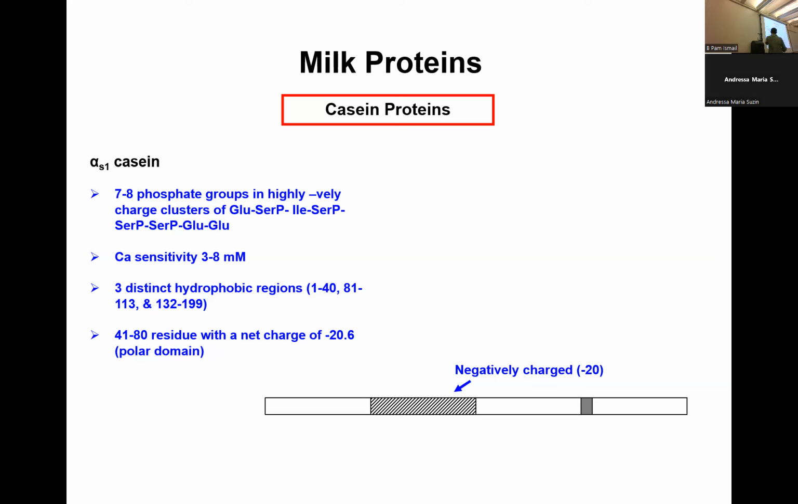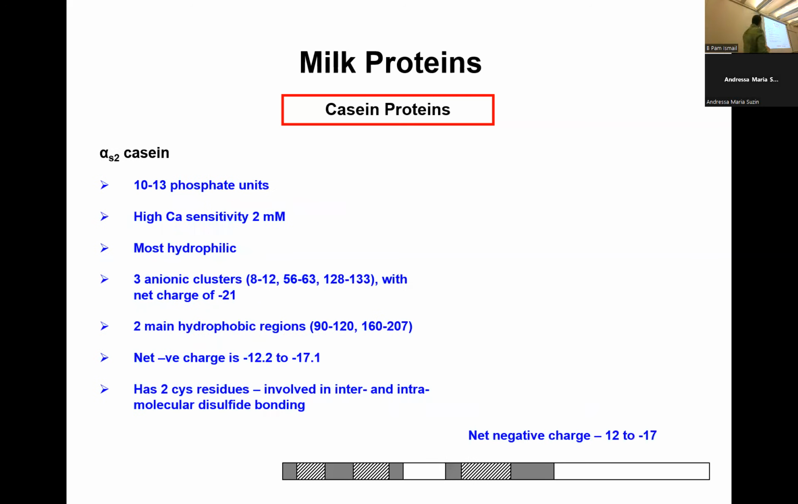You don't have to remember how many residues or what the sequences of these clusters are or the number of phosphates. You want to remember that it is phosphorylated, not the least, not the most among the other caseins. And it has 3 hydrophobic regions and 1 electronegative region.